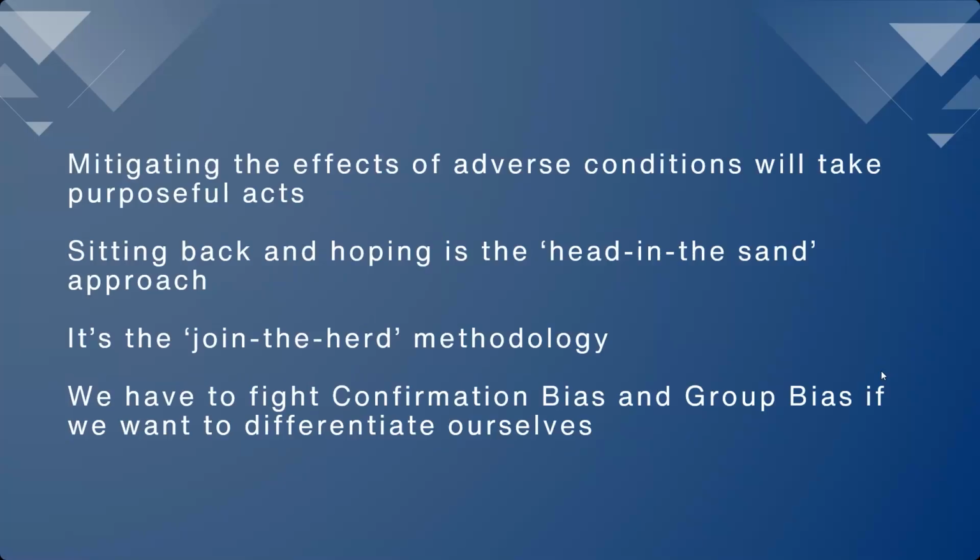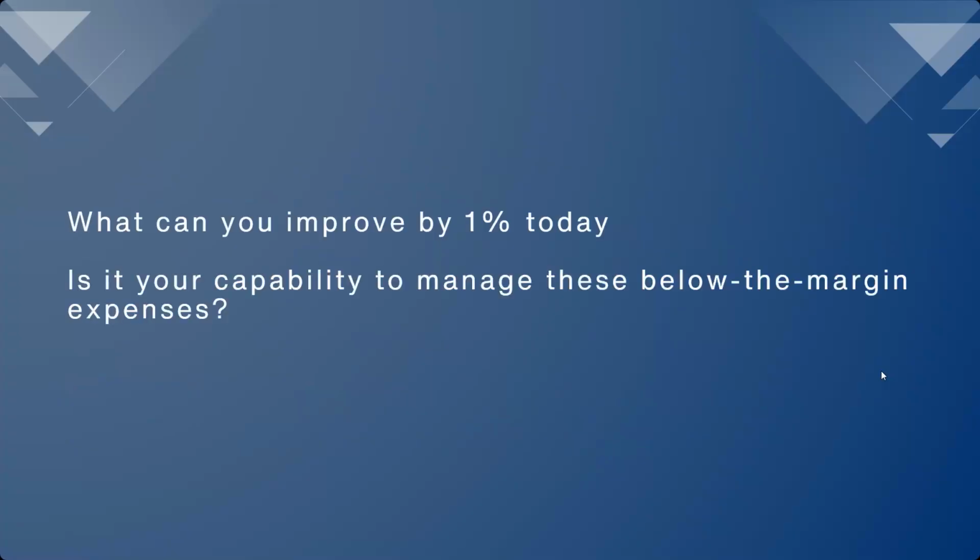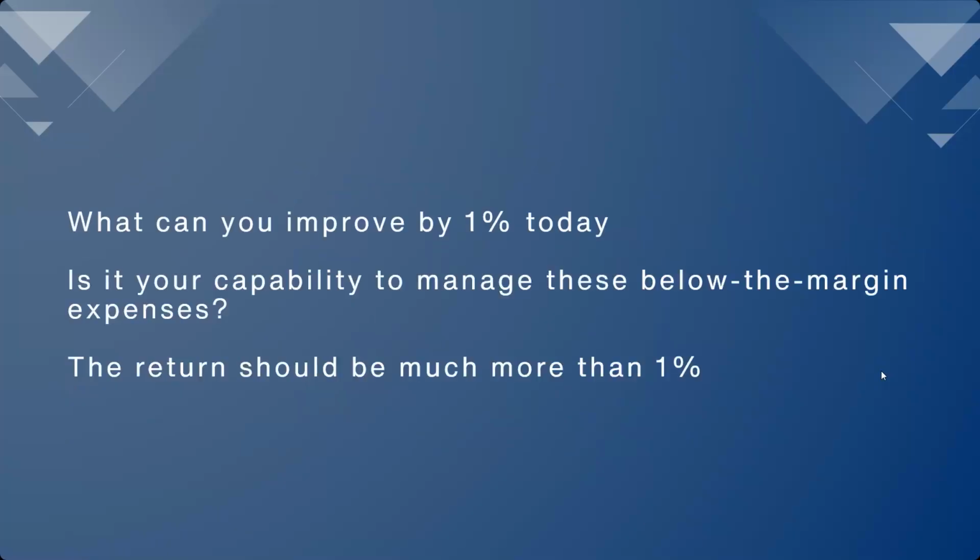Or the group bias, well, everybody's doing the same thing. So differentiate, that is where the profitability is. So, I guess the message is, what can you improve by 1% today? Is it your capability to manage these below the margin expenses, which can be very complicated for sure, but can you do that? And the return should be much more than 1%. If you do 1% improvement each and every day, that's a huge percentage increase in your overall profitability by the end of the year.